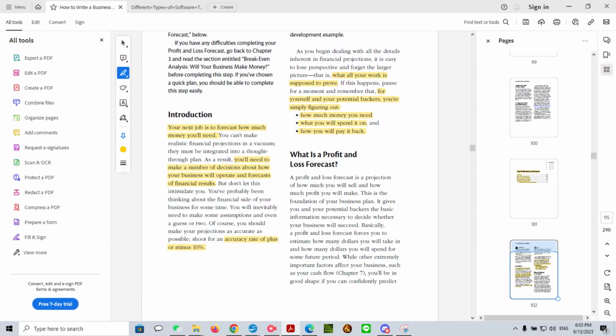But just the idea is when you give someone a stake or percentage equity stake in a business, that's based upon them getting a certain percentage of the profits that's coming from the business. Now, you might ask yourself, what is a profit and loss forecast? Well, a profit and loss forecast is a projection on how you will sell and how much you will sell and how much profit you will make.